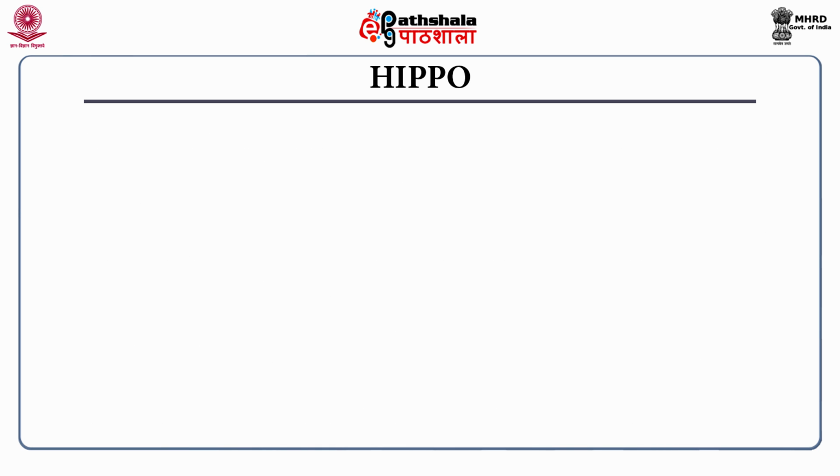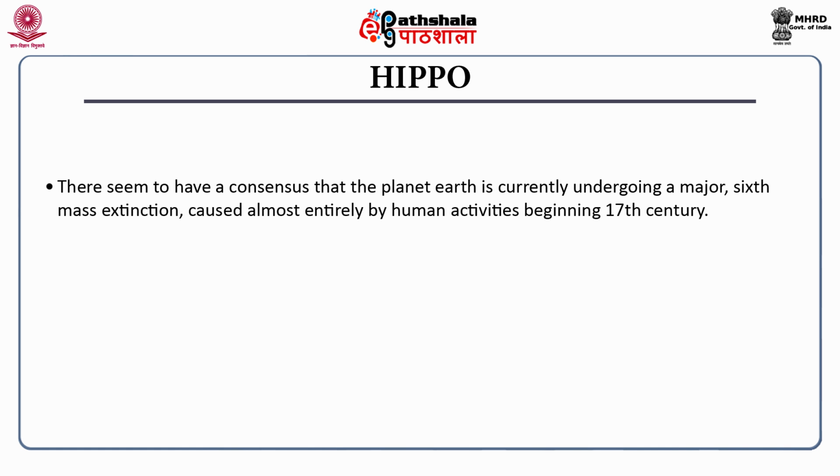The last extinction event is the acronym HIPPO, and there seems to be a consensus among the climatologists as well as the geologists that planet Earth is currently undergoing a major sixth mass extinction event caused almost entirely by human activity. So, this is totally anthropogenic, beginning in the 17th century after the industrialization in the UK, Britain. HIPPO is the sixth mass extinction in the Holocene, and now the boundary is almost confirmed at around the 17th century. Now, this particular epoch is called the Anthropocene, the latest period of geological history, because of the human being.